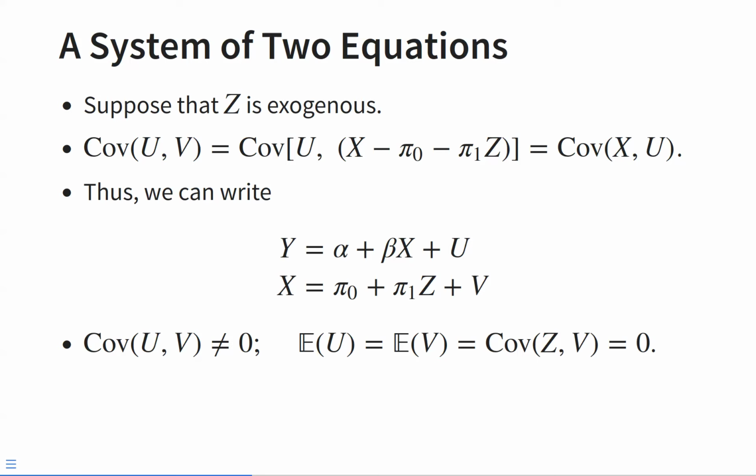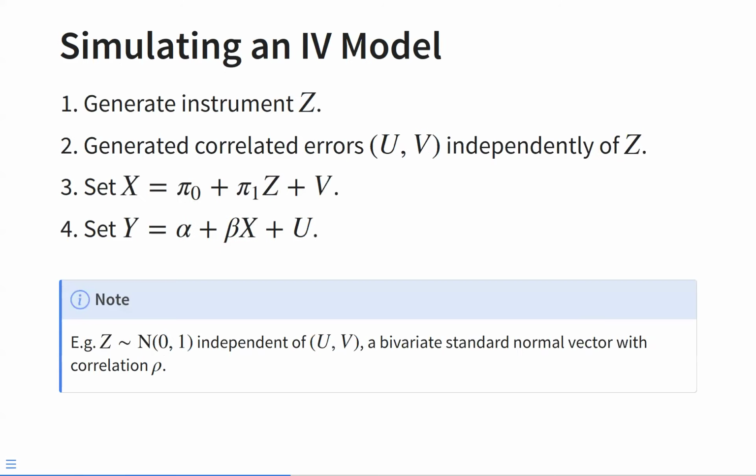So this system of two equations is such that u and v are actually correlated with each other, but u and v are both mean 0, and the covariance between z and v is 0. So this is all by construction. And now we are ready to simulate from an IV model using these two equations that we've just come up with. So how are we going to do it?